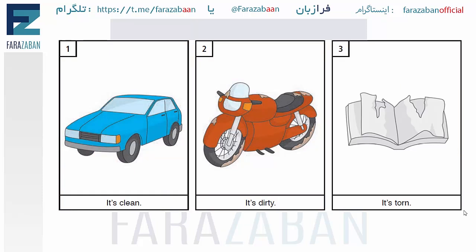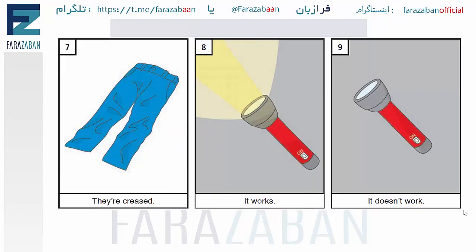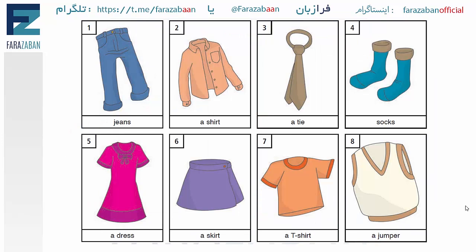It's clean. تمیزه. It's dirty. کثیفه. It's torn. پاره پوره است. Clean, dirty, torn. It's burnt. سوخته است. There's a hole in it. سوراخ توشه. سوراخ داره. There's a mark on it. یه علامتی روشه. They're creased. چروکن. این شلوار چروکه. It works. کار میکنه. It doesn't work. کار نمیکنه. خراب شده.